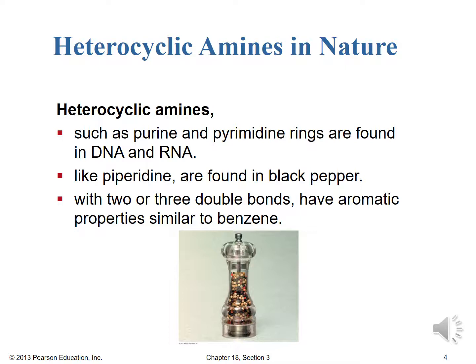And with 2 or 3 double bonds, they have aromatic properties similar to benzene. In particular, I mentioned that pyridine is used as an organic solvent similar to benzene, but it can do things that benzene can't. So that lone pair on the nitrogen, for instance, can interact with metal centers and do interesting things that benzene itself could not do. When you replace one of those carbon atoms with a nitrogen, suddenly you still have an aromatic ring, but you have new and different properties possible.